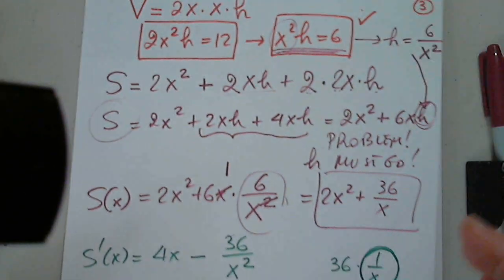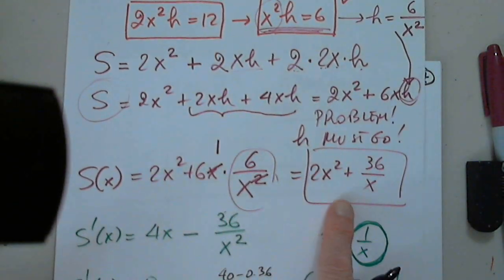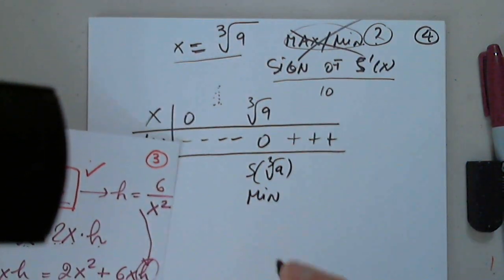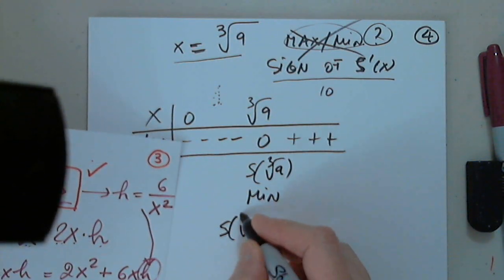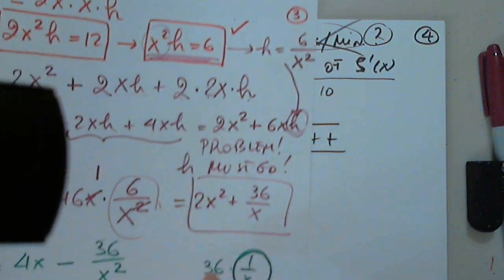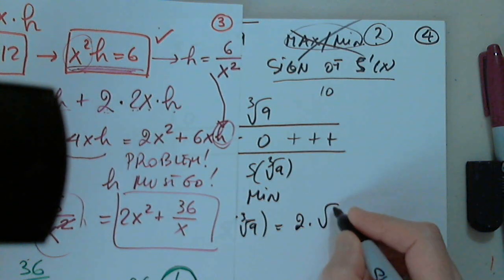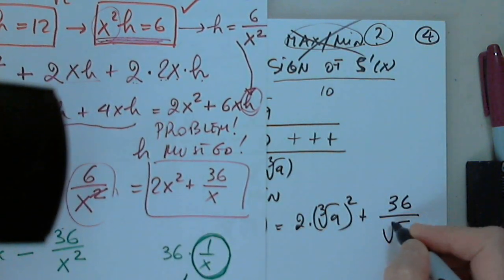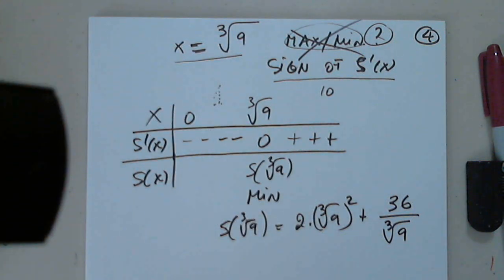Awesome. I have to go back and plug in the original function, which is this. So s of the cube root of 9 will be the minimum. So s of the cube root of 9 is 2 times the cube root of 9 squared plus 36 over the cube root of 9. And since I have no idea what that is, we were not asked to find the minimum, but that's fine since we're here.